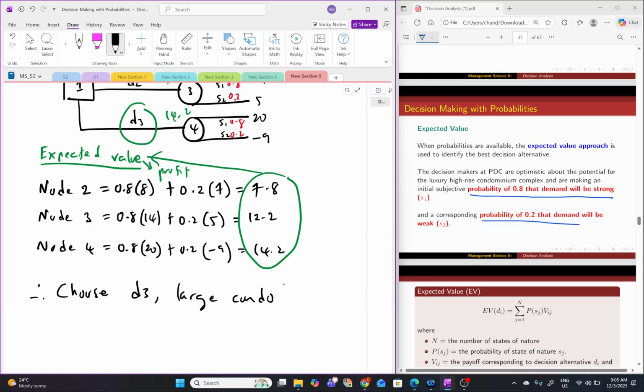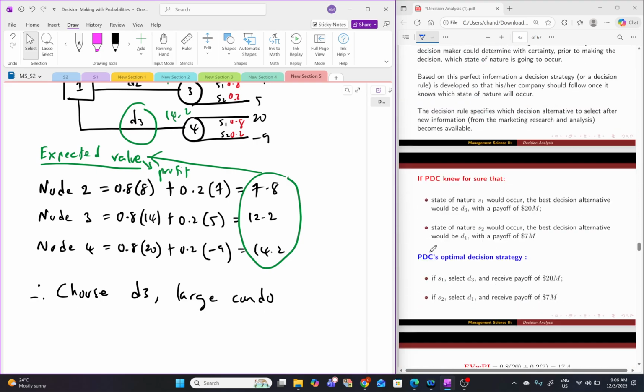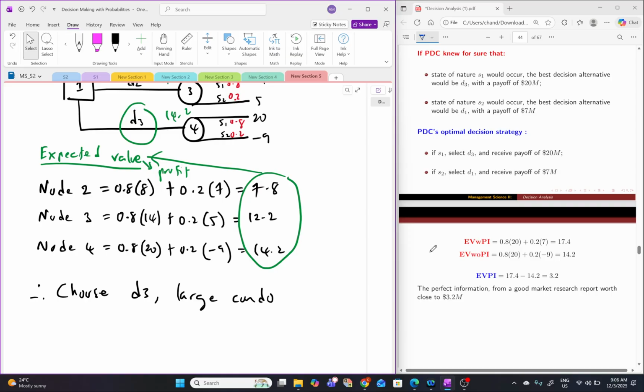Now the company wants to go into a little more detail in the research. The company is going to put more effort in, to make the result more accurate. Tadi kita buat ni simple je. When we do this basic thing, we get choose D3 large condo. Now the company is going to put more effort to find the accurate decision for this.